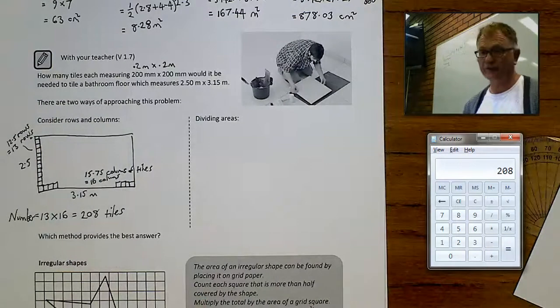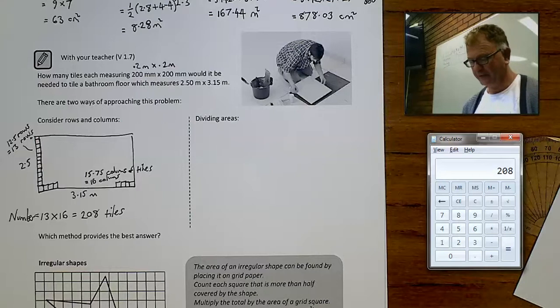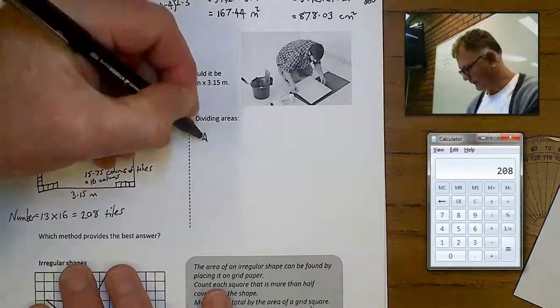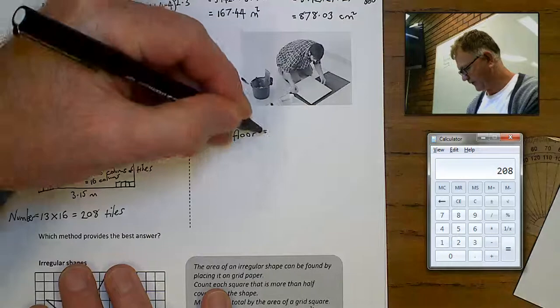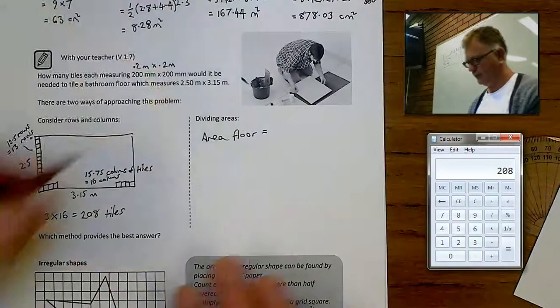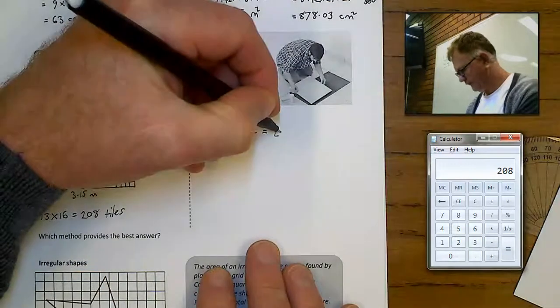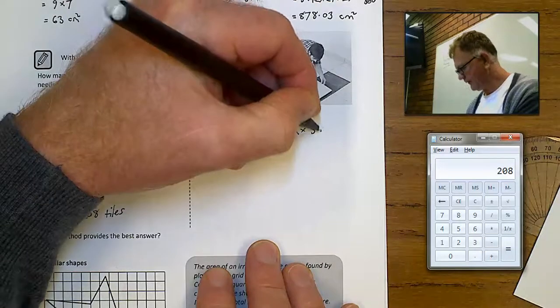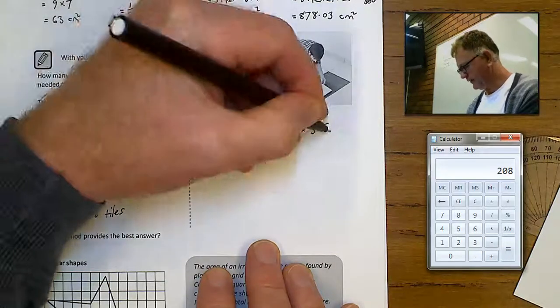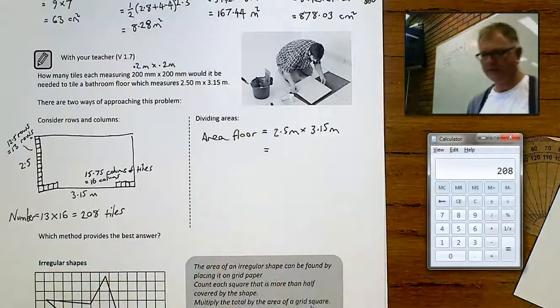Okay, we could do it another way. The other way we could do it is to work out the area of the floor, work out the area of a tile, and divide one by the other. So let's work out the area of the floor. So it's 2.5 metres times 3.15 metres. It's a rectangle, so its area is length times breadth.